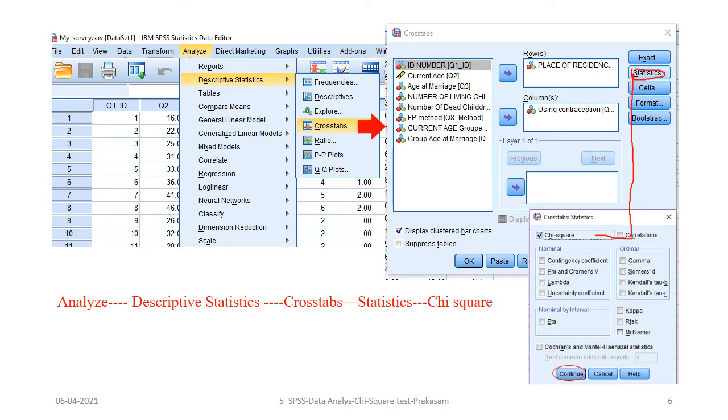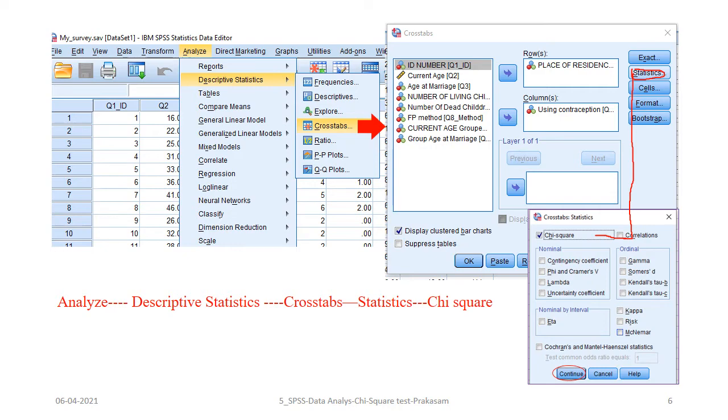Let us come back to the SPSS. In the SPSS, we can calculate directly instead of manually. Therefore, if you go to Analyze, Descriptive Statistics, Crosstabs, then you bring the place of residence under row and use of contraception under column, then click Statistics on the right side, and you will find another menu called Crosstab Statistics. In that you will find chi-square. Tick mark chi-square and say continue.